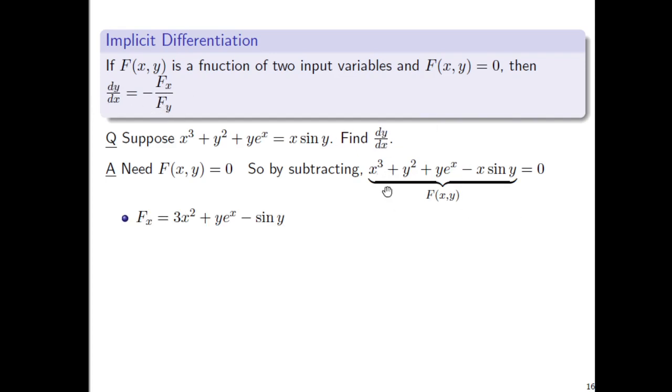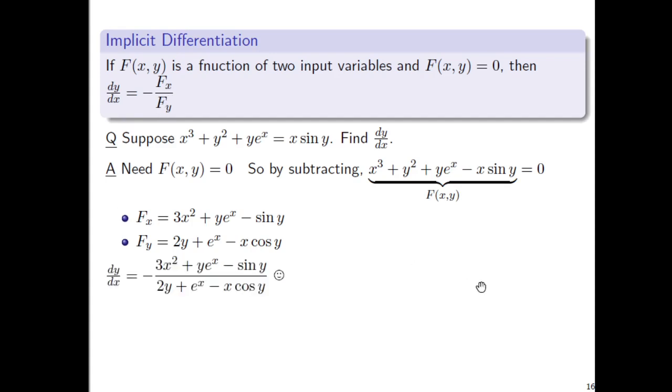Now to find dy over dx, let's just compute the pieces. Looking at capital F as underlined here, the partial derivative with respect to x is 3x squared plus y e to the x minus sine of y. The partial derivative with respect to y is 2y plus e to the x minus x cosine of y. Then following this formula, we have dy over dx equals negative sign and then a fraction where the numerator is the partial with respect to x and the denominator is the partial with respect to y.